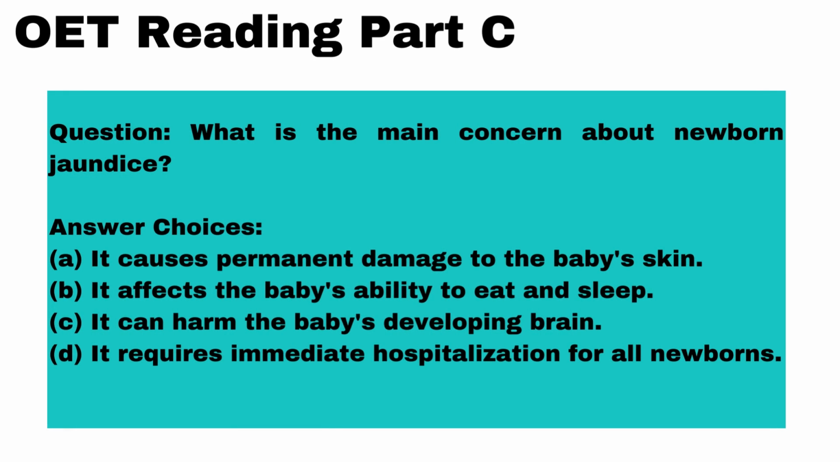OET Reading Part C. Question: what is the main concern about newborn jaundice? Answer choices. Option A, it causes permanent damage to the baby's skin. Option B, it affects the baby's ability to eat and sleep. Option C, it can harm the baby's developing brain. Option D, it requires immediate hospitalization for all newborns.